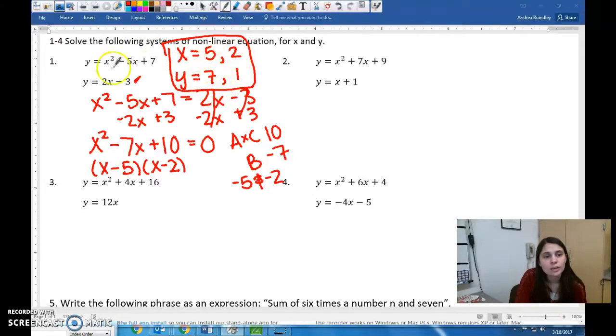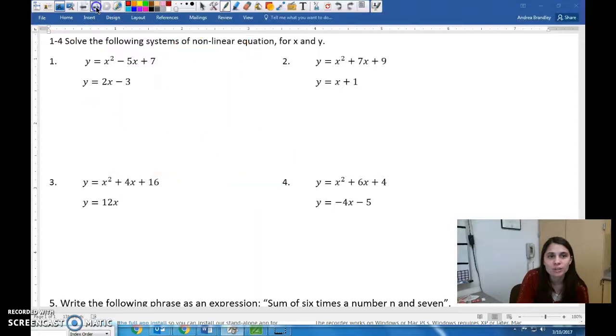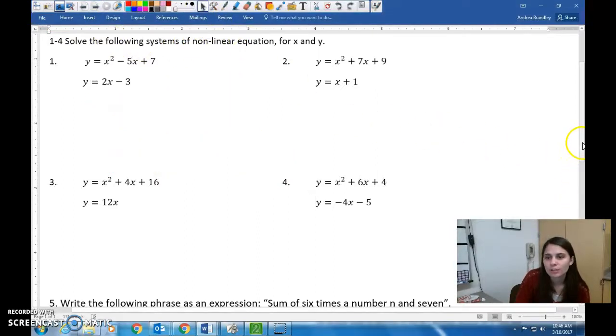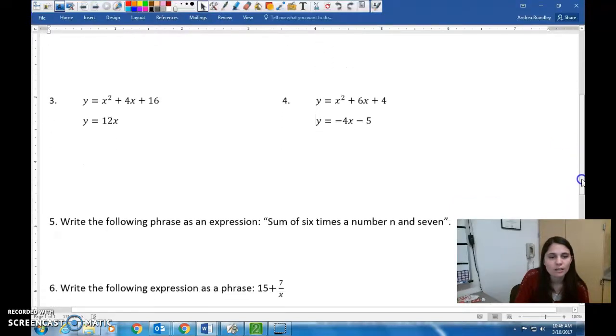And if I plug a 2 in, 2 squared is 4, minus 5 times 2 is 10, plus 7. 4 minus 10 is a negative 6. Negative 6 plus 7 is 1. So you get the same answer either way. So I'm going to go ahead and let you do numbers 2, 3, and 4 to make sure that you have practice doing them. And if I have time, I will come back and show you the answers. But for now, we're going to move on.